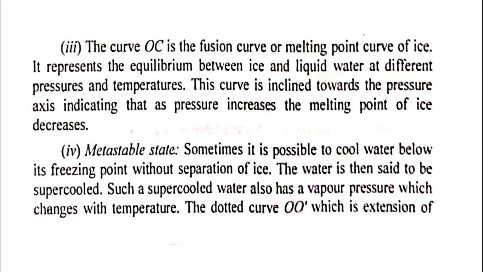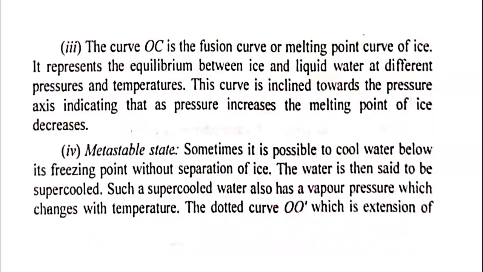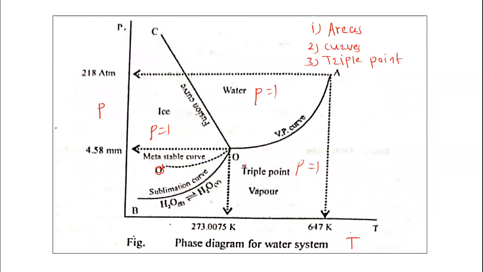The dotted curve OO dash, which is the extension of curve AO, is the metastable curve. You can see here that this curve OO dash is the extension of curve OA. Along curve OA, there is an equilibrium between liquid water and vapor water. And along curve OO dash also there is an equilibrium between liquid water and vapor water. But the liquid here is in the supercooled state.